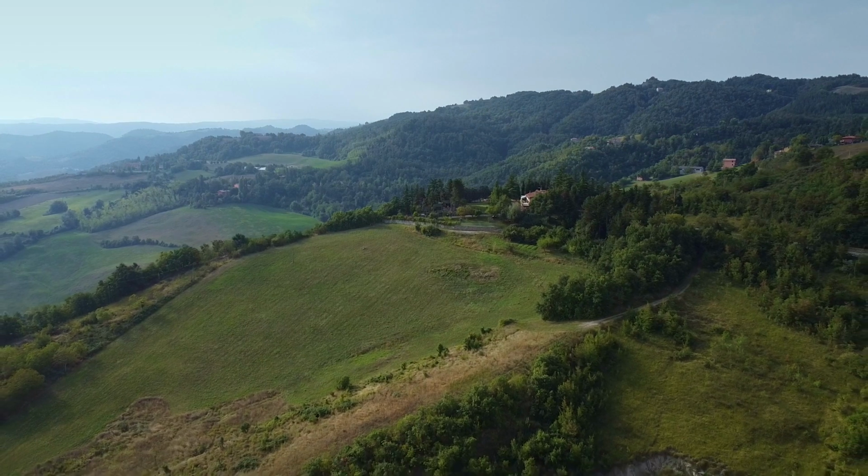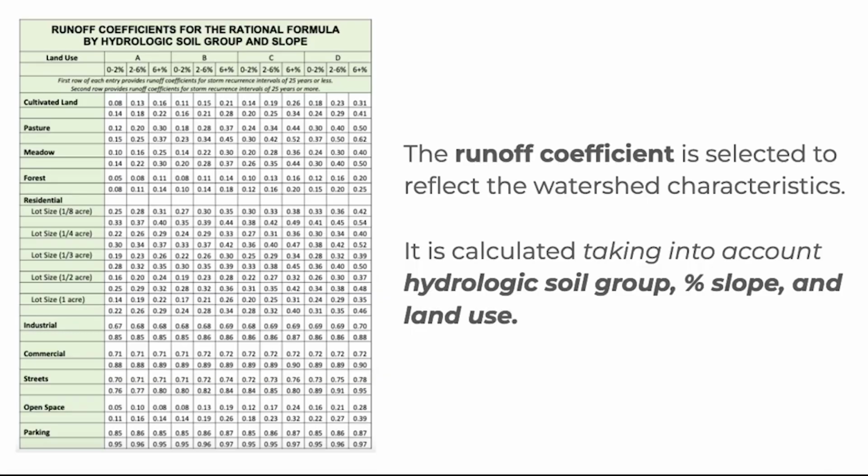Our next step is to determine the runoff coefficient. The runoff coefficient is used to calibrate the true runoff volumes from the watershed. And it's calculated taking into account hydrologic soil group, the percent slope, and the type of land use.